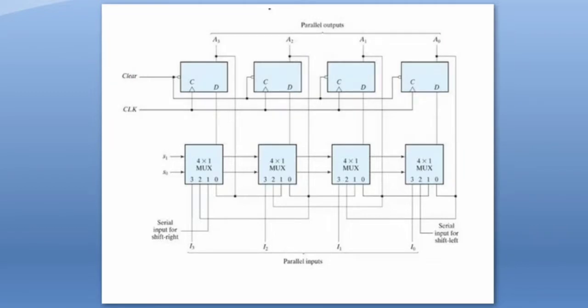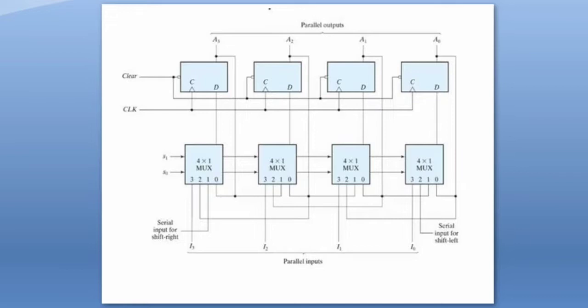Whenever we apply the clock signal here, all the flip-flop outputs will change. If we look here, we are going to use 4 multiplexers. For all these multiplexers, the S1 and S0 selection lines are connected here. If the values are 0 0, then whatever input is applied at 0 will come out, and that value will be given to the D flip-flop input here.